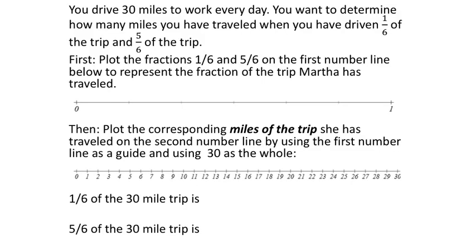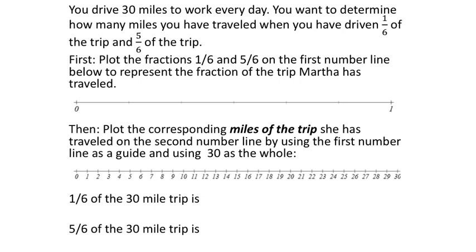So to start off, you drive 30 miles to work every day. You want to determine how many miles you have traveled when you have driven 1/6 of the trip and 5/6 of the trip. Okay, so these are both in sixths, which is why this number line is split up into sixths. And then we have an equivalent number line down here. The 1 and the 30 are supposed to line up, and the zeros as well, because the whole trip is 30 miles, and the whole trip as a fraction is just 0 to 1.